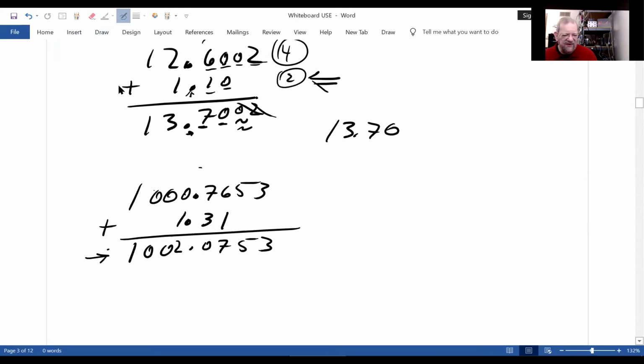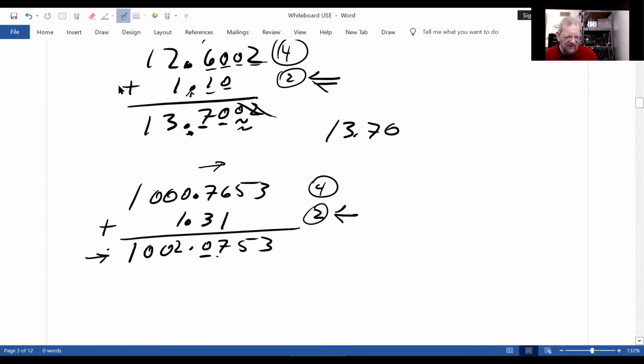Here's my decimal point. How many significant figures in the first number to the right of the decimal? And the answer is 4. The second number, how many? 2. Which is a smaller number? Times up, it's 2. So how do I round this off to 2 past the decimal?